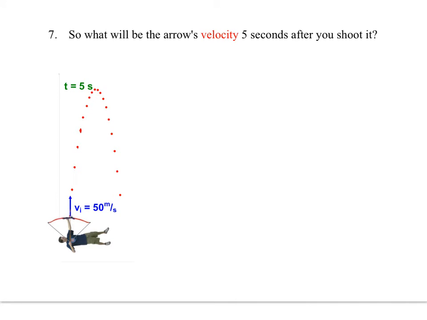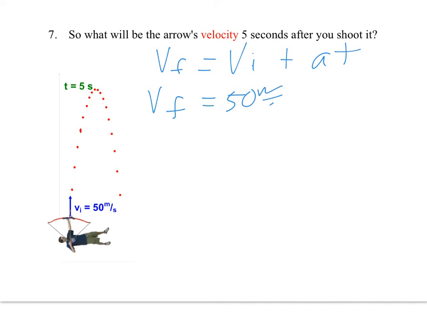Question 7 says, what will be the arrow's velocity 5 seconds after you shoot it? All this is doing is giving us a different perspective on question 6. Again, this is a case where we're going to apply VF is equal to VI plus AT. As you're looking at this, some of you are realizing that there's no surprises here. Rather than use this equation to solve for a time, now we give a time, just to prove to ourselves that the arrow will in fact run out of velocity after 5 seconds.